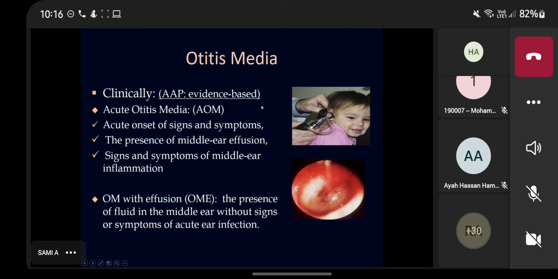Now, we have to differentiate acute otitis media from otitis media with effusion. Sometimes a child comes to your practice, you examine the child, who is totally asymptomatic, and you find some middle ear effusion, but you don't see any sign of inflammation. Usually after otitis media, even uncomplicated, you may have persistent middle ear effusion for a few weeks. So if you have a child with middle ear effusion without signs or symptoms of acute ear infection, you don't need to treat.